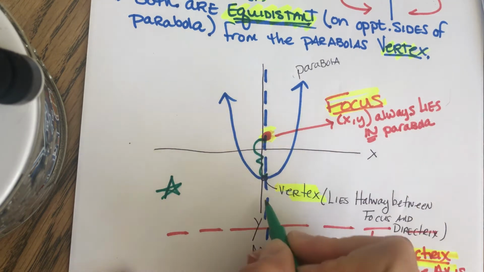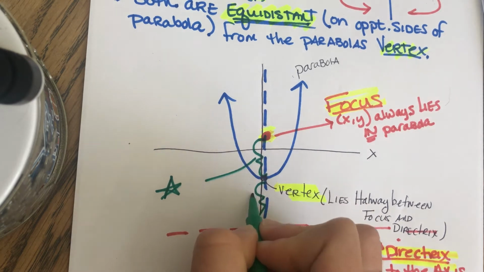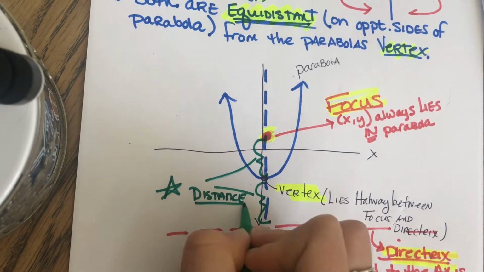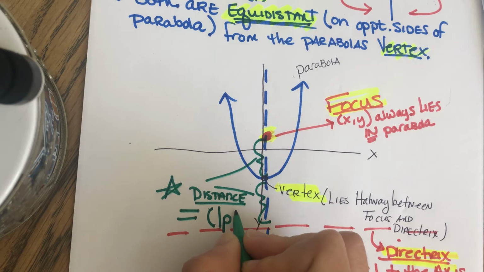Whatever this distance is, this is the same distance. So this is the distance. And what we have to make sure is they are the same. And just write this down. We're going to say it's the absolute value of P.